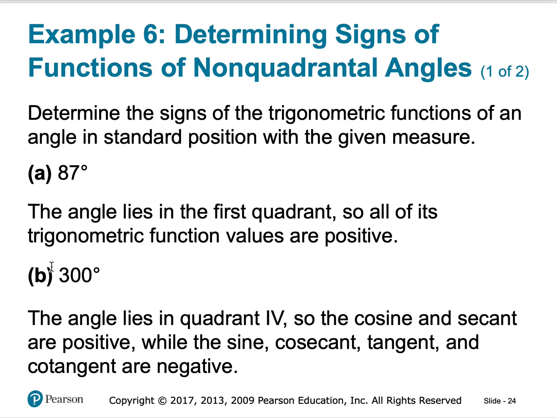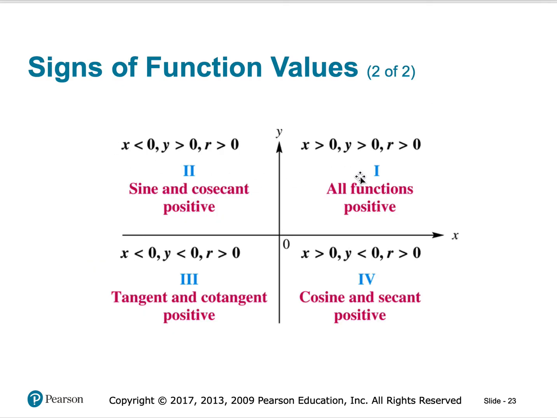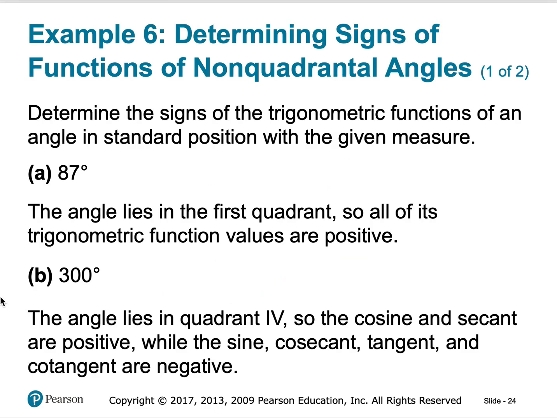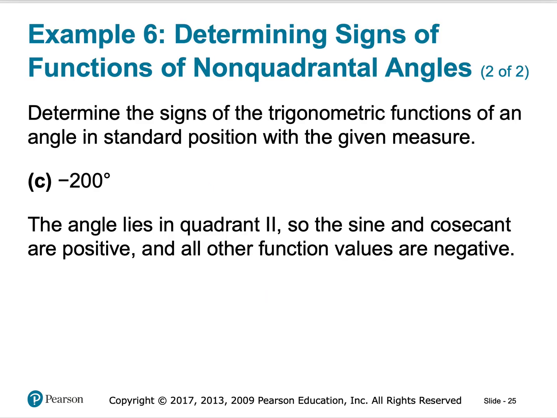In B, if I want to look at 300 degrees, that would lie in quadrant 4 because this is 0 to 90, 90 to 180, 180 to 270, 270 to 360, which puts it down here, which means that cosine and secant are positive, so sine, tangent, cosecant, and cotangent are going to be negative. So all you have to do is find a location, and that's why I really prefer this over the chart.